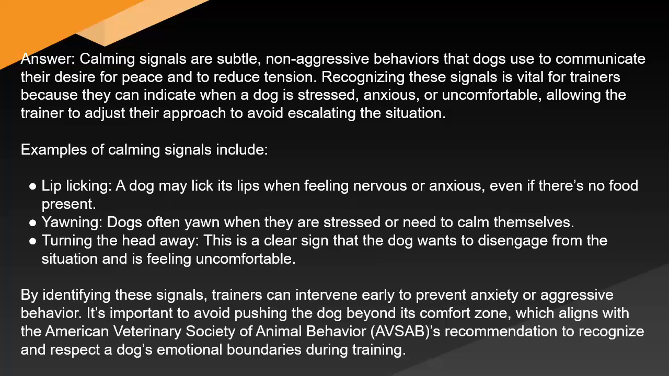Examples of calming signals include lip licking. A dog may lick its lips when feeling nervous or anxious, even if there's no food present. Yawning. Dogs often yawn when they are stressed or need to calm themselves. Turning the head away. This is a clear sign that the dog wants to disengage from the situation and is feeling uncomfortable.